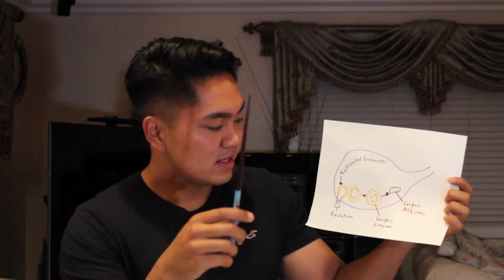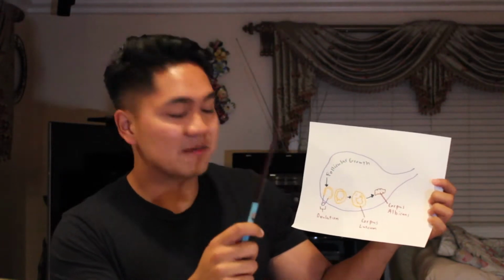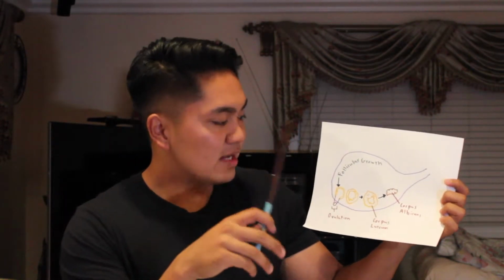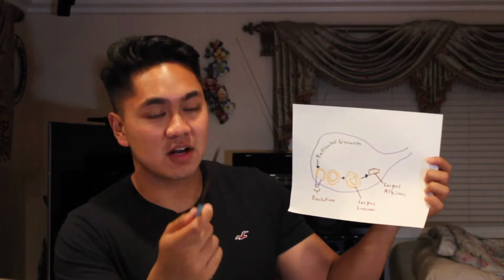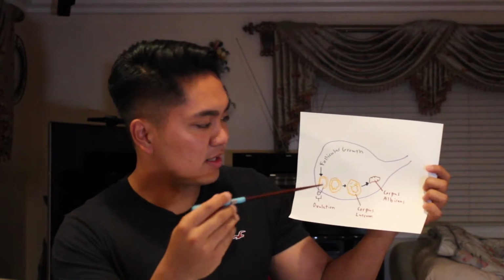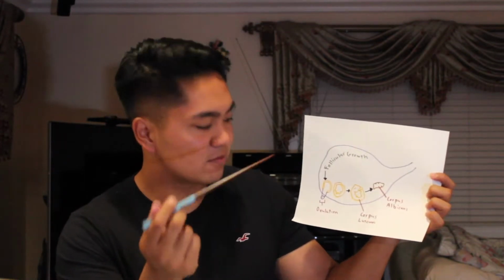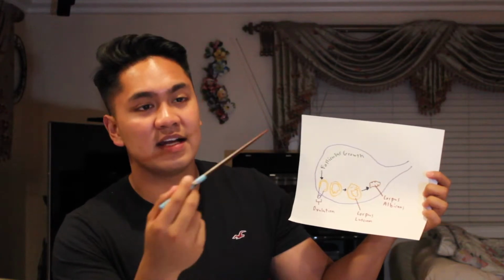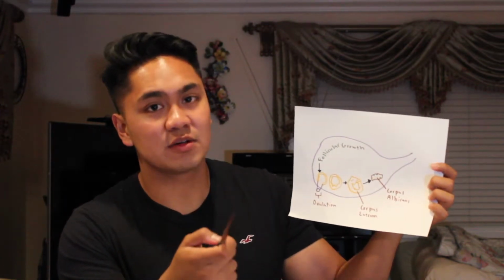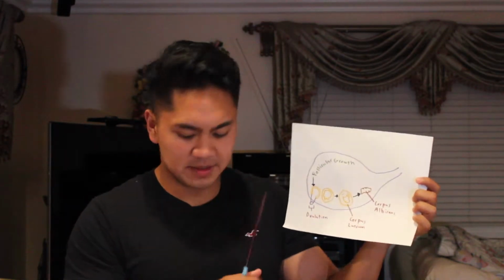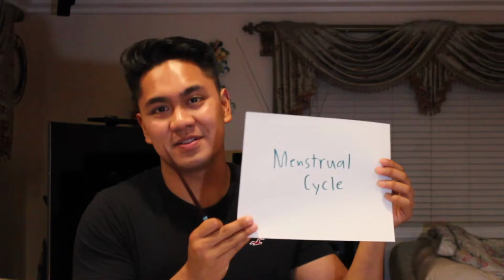However, after 15 days, if the woman hasn't gotten pregnant, the corpus luteum will start to degrade and then become a corpus albicans, which is basically a dried up version of the corpus luteum, and ceases the production of progesterone within the body. And that's pretty much it. So we're going to move on to the menstrual cycle.